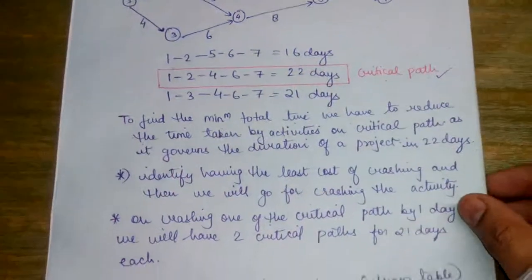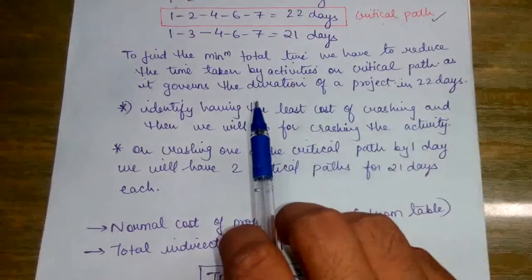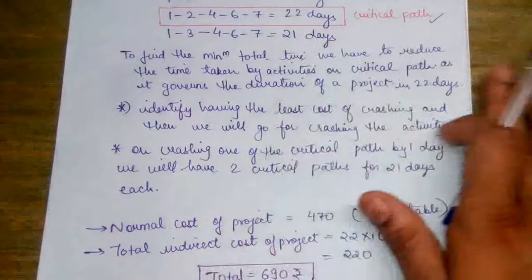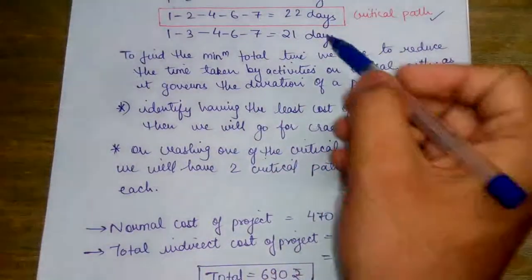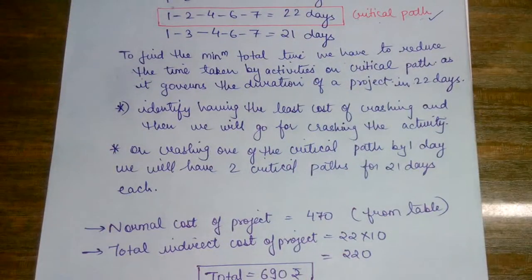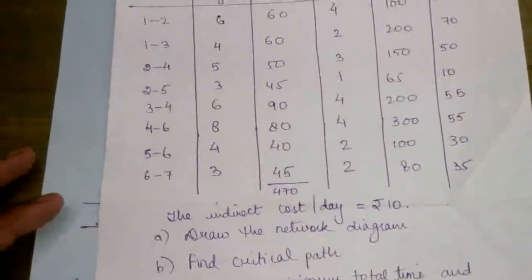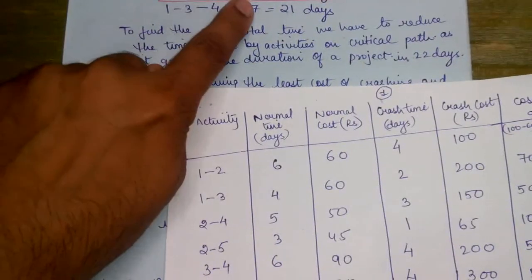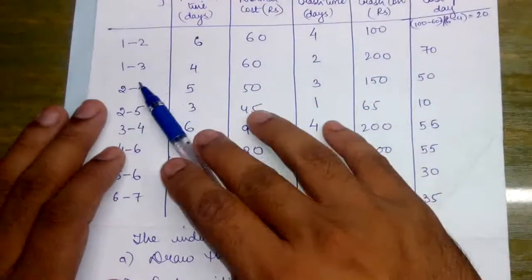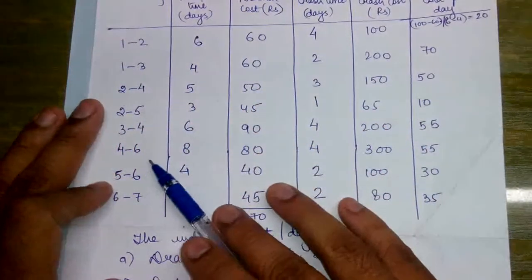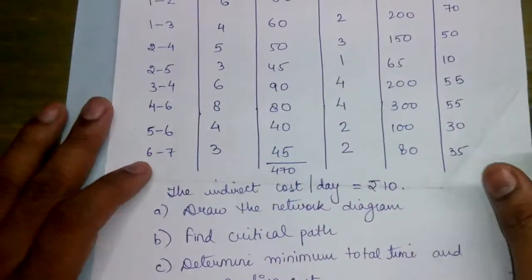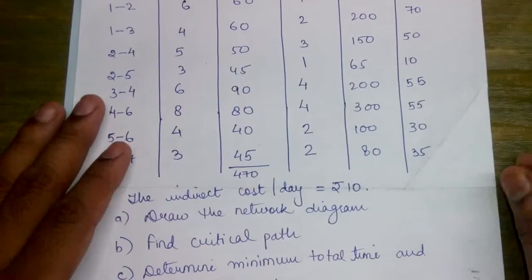Now to find out the total time, we have to reduce the time taken by the activities on the critical path as it governs the duration of the project in 22 days. So here the critical path is having 22 days and this is actually going to govern the project. So we see that 1, 2, 4, 6, 7 is the critical path, and 1 to 2, 2 to 4, 4 to 6 and 6 to 7 are the critical activities. So we are going to look only at those activities.